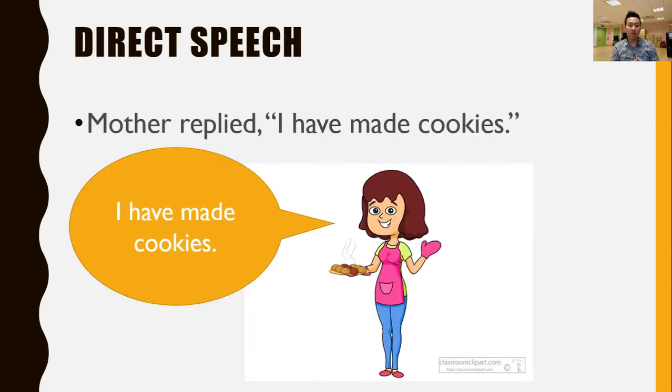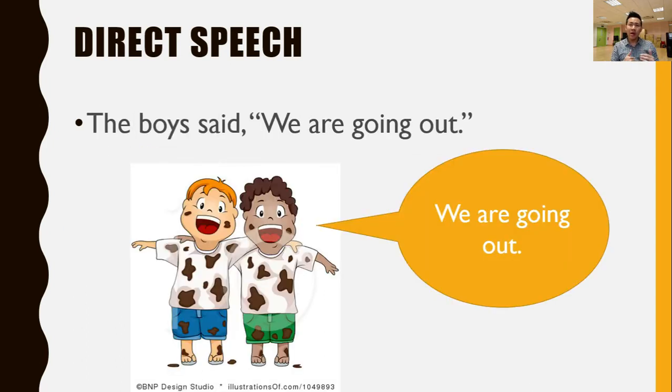A second example: Mother replied, "I have made cookies." In this case, Mother said these exact words, "I have made cookies." And direct speech is not just for one person. Sometimes there may be more than one person. So in this case, the boys said, "We are going out." The boys said it personally, so in the speech bubbles, it says, "We are going out."